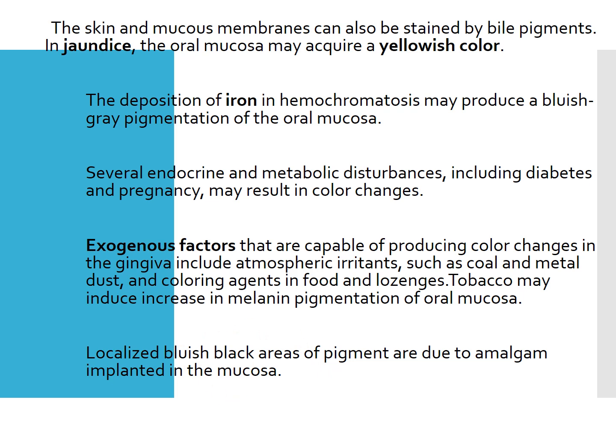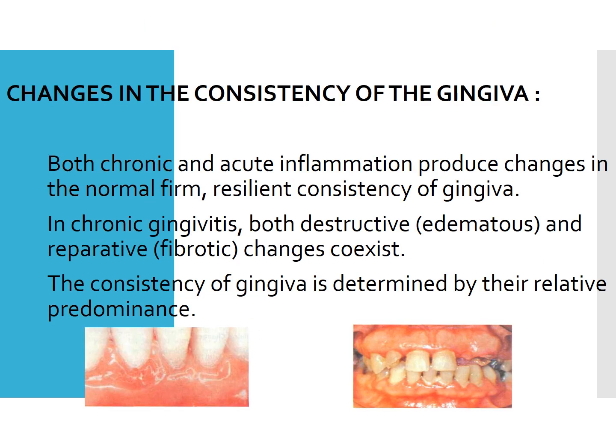So coming to the next clinical feature, there will be changes in the consistency of the gingiva. In the normal case the consistency will be firm and resilient, but in case of gingivitis there can be a change from firm and resilient to more soft and edematous. You can see both chronic and acute types of inflammation and the changes in consistency.